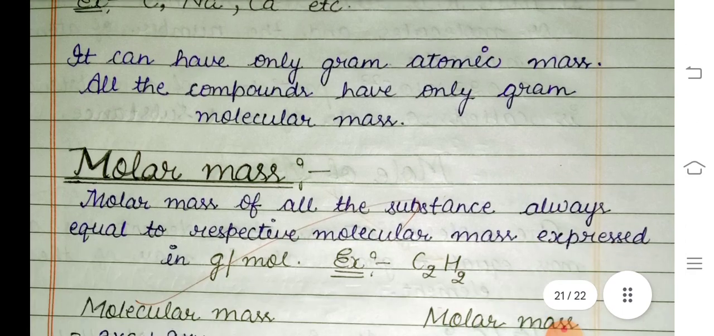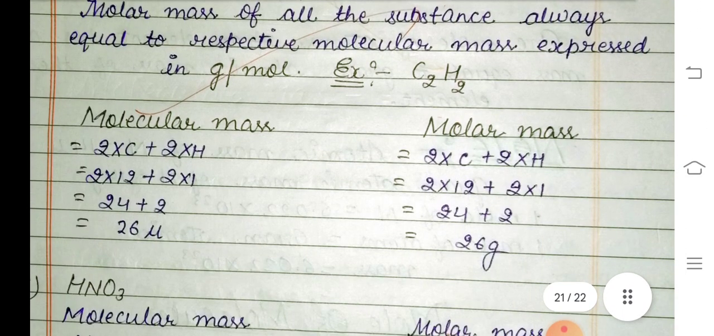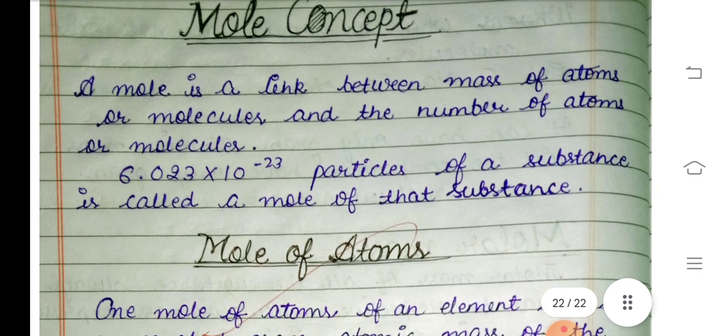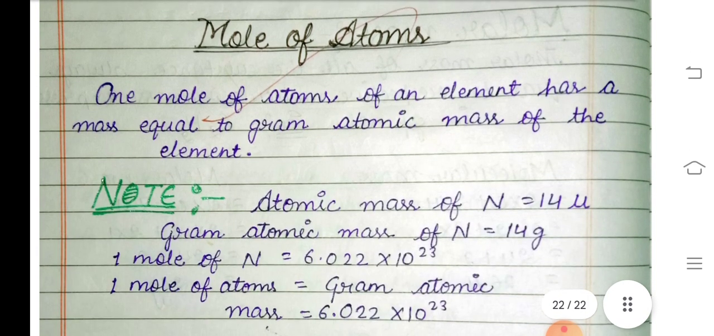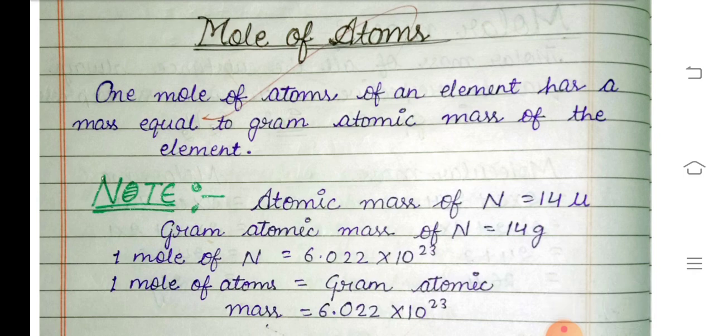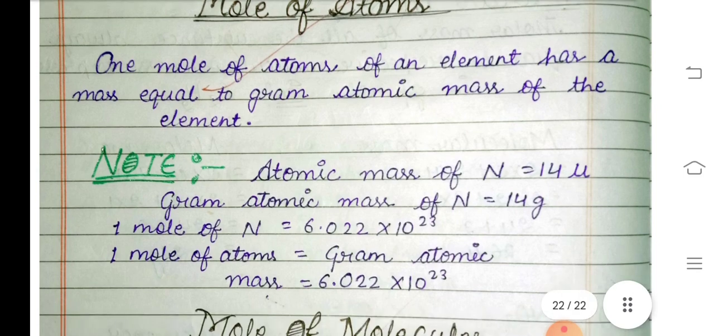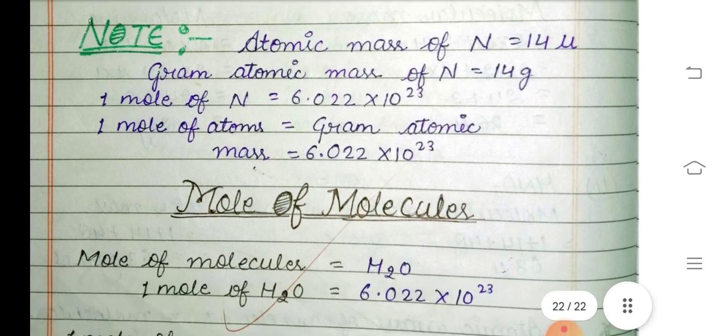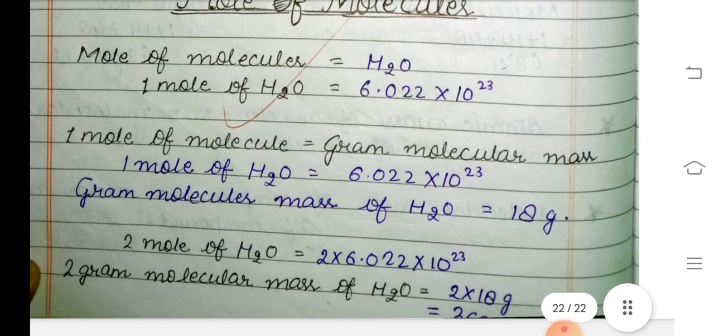Here is the molar mass, and this is the mole concept. What is the mole concept? A mole is a link between the mass of atoms or molecules and the number of atoms or molecules. Mole of atoms: one mole of atoms of an element has a mass equal to the gram atomic mass of the element. So the atomic mass of N is 14 u, and the gram atomic mass of N is 14 g. Okay, so this is the mole of molecules.